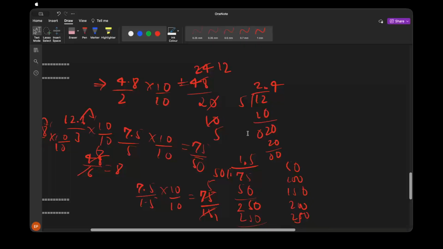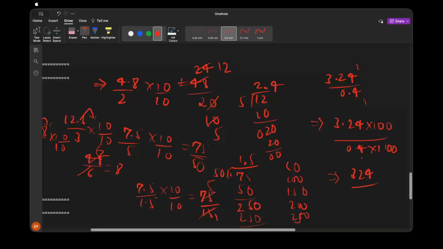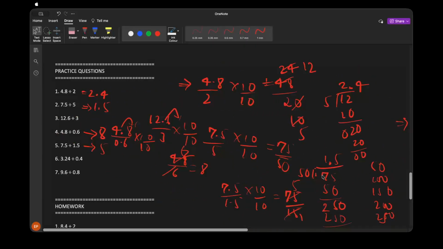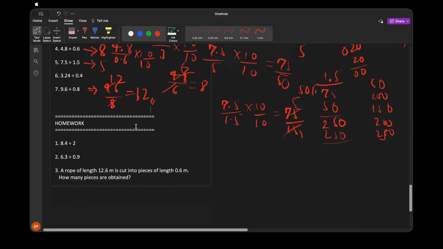3.24 divided by 0.4, let me do it here. 3.24 divided by 0.4, how many digits here? 2, here 1. Which is greater? 2, so multiply by 2 zeros, means 100. 0.4 into 100. The upper value becomes 324, the below one, with a 2-digit shift, becomes 40. Divide 324 by 40, calculate and do it. 9.6 by 0.8 means 96 by 8, after multiplying by 10 both, 8 ones are 8, 8 12s are 96, the answer is 12. Here are some homework questions.